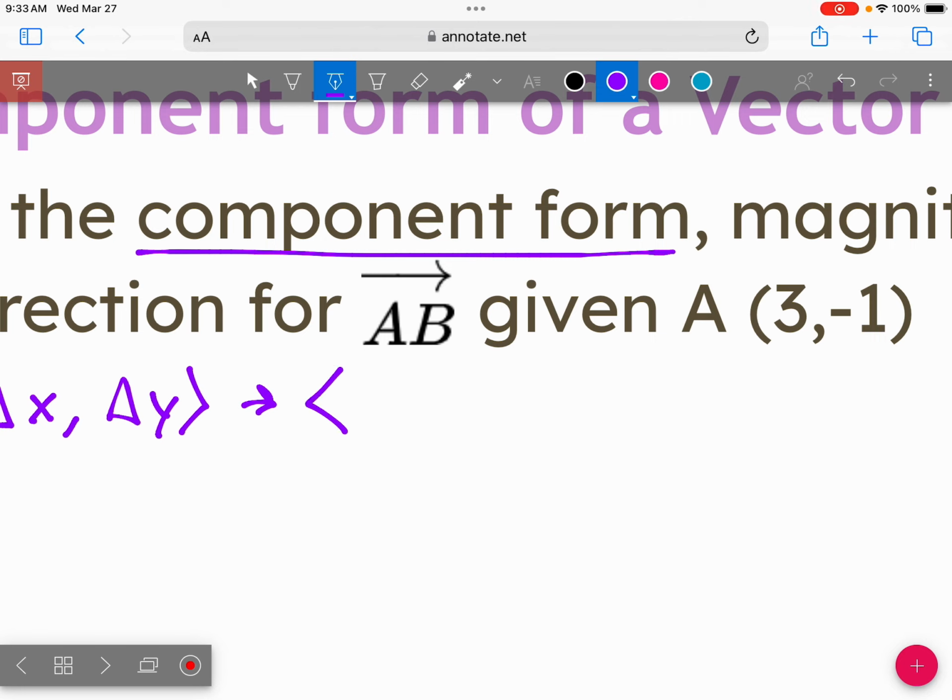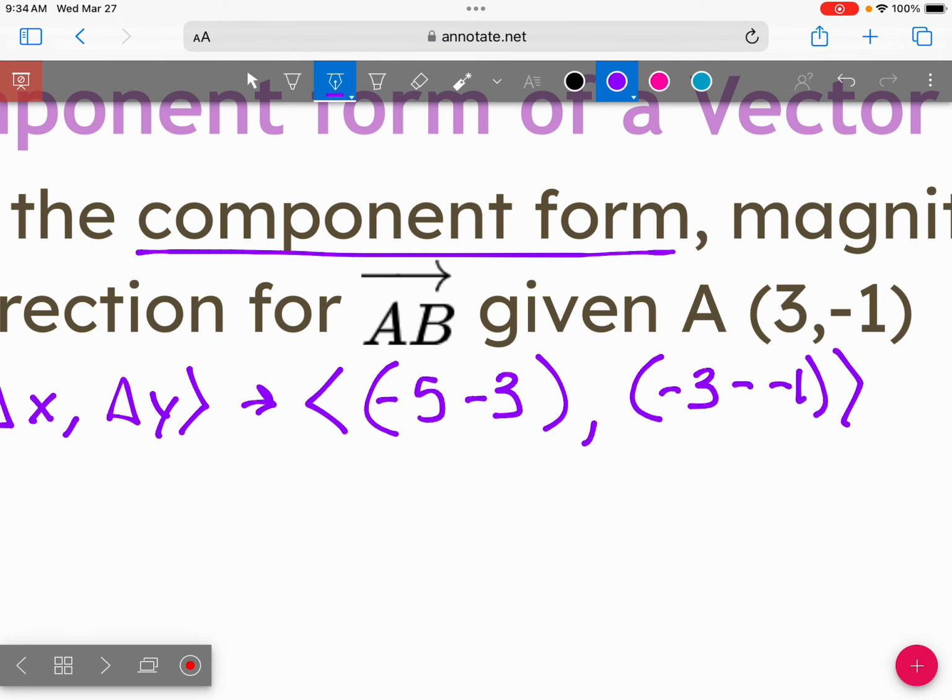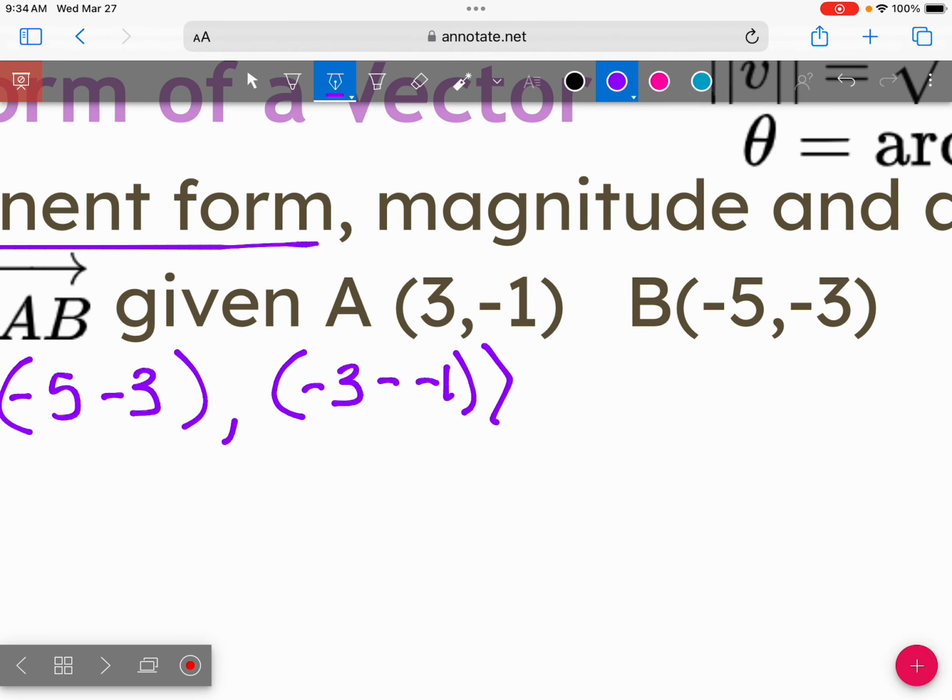in here. So I'm going to take my B point and take my x value, that -5, and we're going to subtract the x value from my A point, 3. So this is going to become my x term in my vector. We do the same thing with my y's. So we're going to take our -3 from the B point and subtract the -1. And I usually just write it just like this. Then we're just going to simplify each of those.